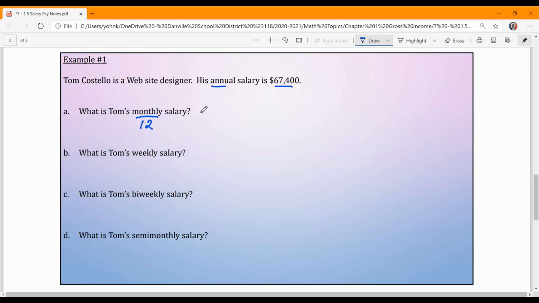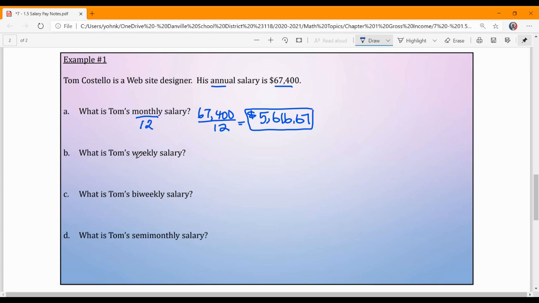So I'm going to take 67,400 and I'm going to divide it by 12. That tells me that he gets paid $5,616.67 a month. So finding his monthly salary is like saying find his monthly paycheck. You just take the total annual salary and divide by how many paychecks.